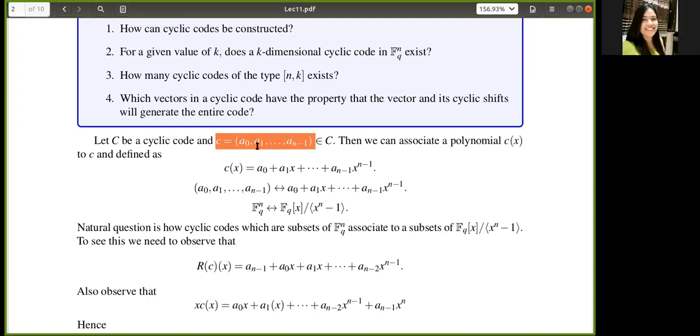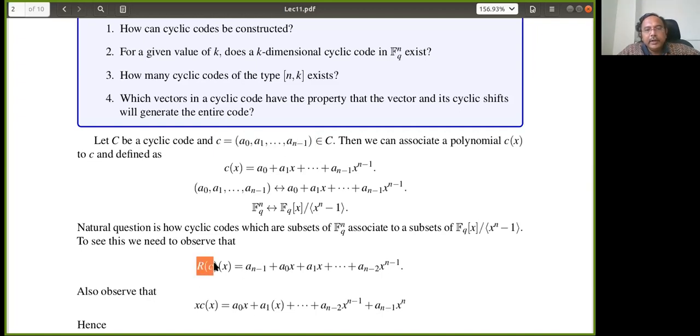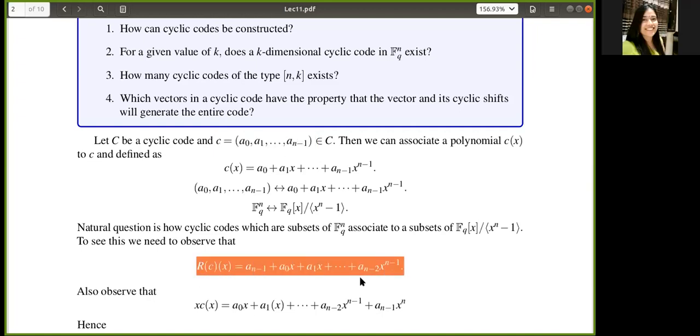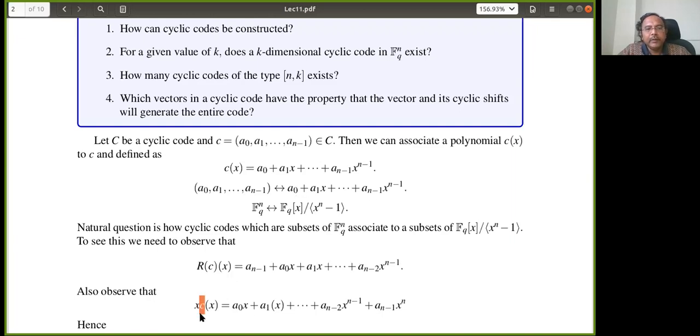Now for that one, what is the polynomial associated, Shruti? It will be an minus 1 plus a0 x plus a1 x and so on. So that is what I wrote here, right? Once I know the vector, I know how to convert it into a polynomial. I know R C of x. Now try to observe here. I have C of x, converting the code to a polynomial. Now, what is x into C of x?